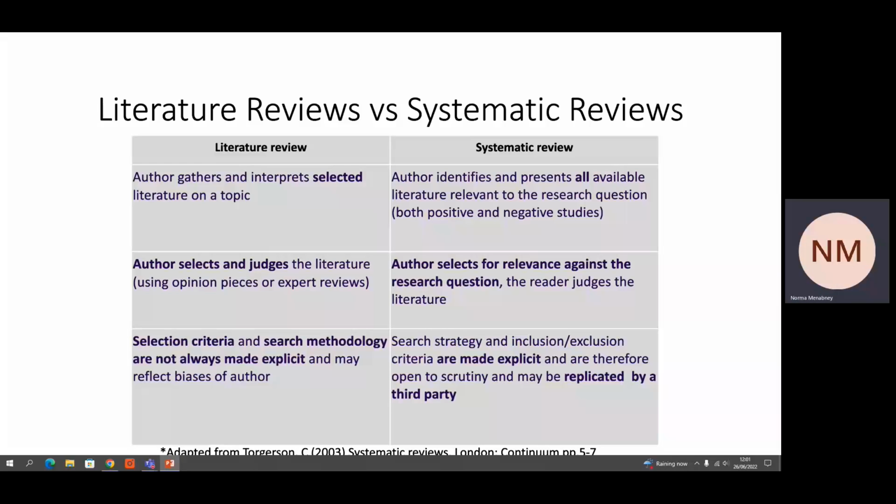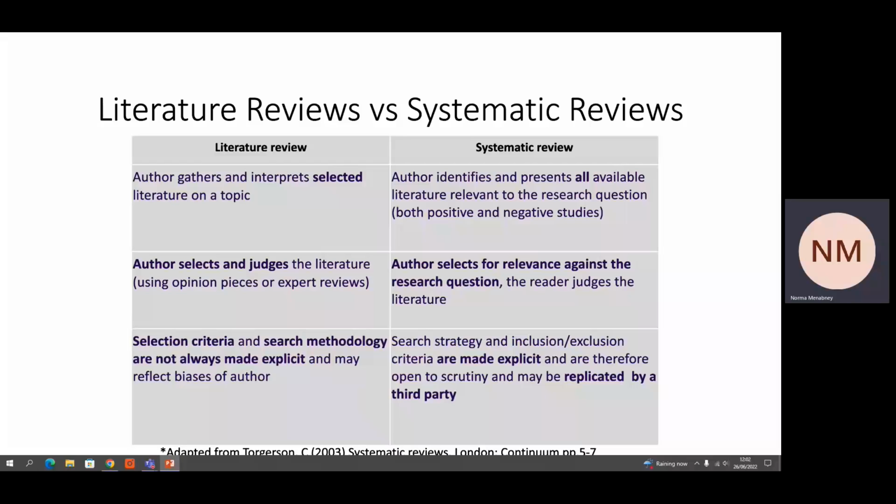In a standard literature review, the author selects and judges the literature. So the opinion of the author is brought to bear with evidence from the academic literature, from the good quality content that they have found, but they will select what they will present. For a systematic review, the author selects for relevance against the research question, and it is the reader that judges the literature. So everything is presented, and the reader then makes judgments on the literature.